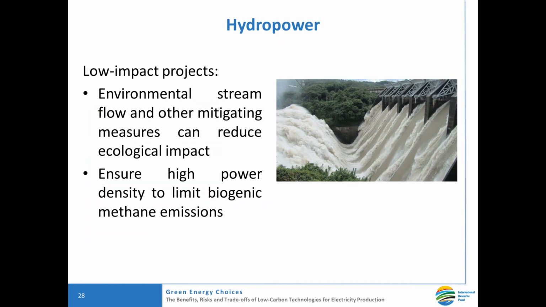Low impact hydropower projects address issues of providing enough water for the fish that live in the stream at all times, and there are various mitigating measures that have been developed for various types of hydropower projects. Hydropower dams with low greenhouse gas emissions per unit electricity produced are dams that have a high power density. That means they produce a lot of electricity per unit area.